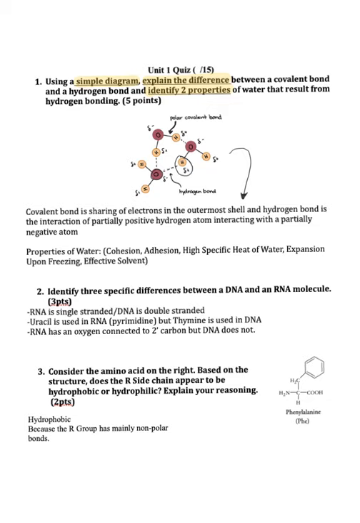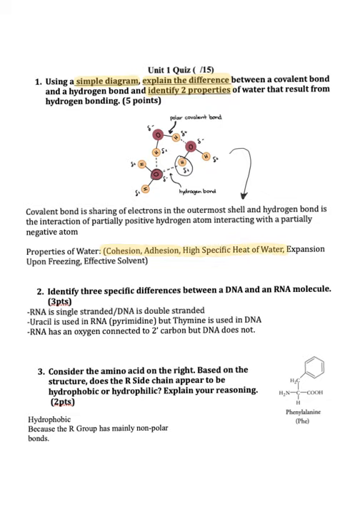And because of that, there are 5 specific properties that result from hydrogen bonding between water molecules. Those 5, which we went over in one of our first lessons, are cohesion, which is the connecting of water molecules to other water molecules. That leads to things like surface tension. Adhesion, which is water forming hydrogen bonds with other substances.